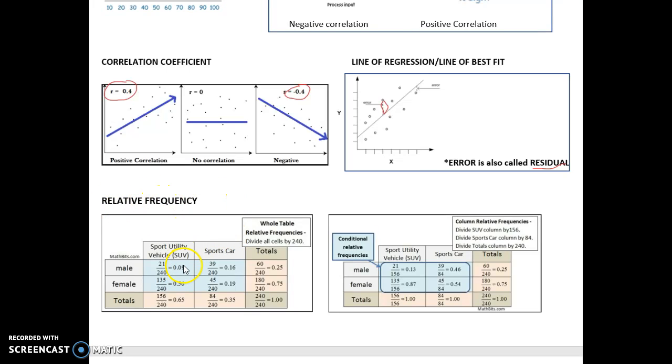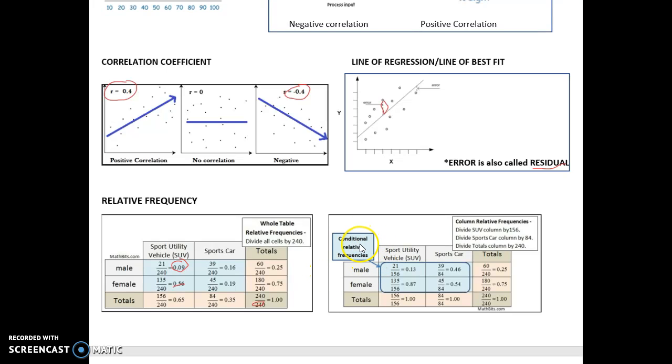Relative frequency is in percent. So right here, this is a decimal, but this would really be 9% of the people that were surveyed here are male that have a sport utility vehicle. So this would be 56% are females with a sports utility vehicle, and so on and so forth. So this is a relative frequency where you're using the total of all of the people surveyed, or all of the things that you're talking about.